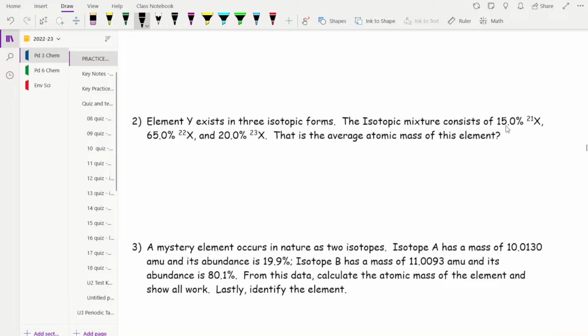All right, so we have some element mixture with 2 isotopes. I'm going to highlight the isotopes in different colors. This is isotope X21, and it contains 15%. Isotope X22, 65%. Isotope X23 with 20%. The reason I do that is to keep things straight. Now what I do is I take its mass number, that's X21.